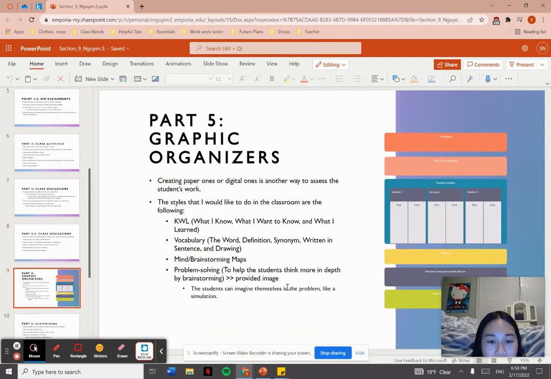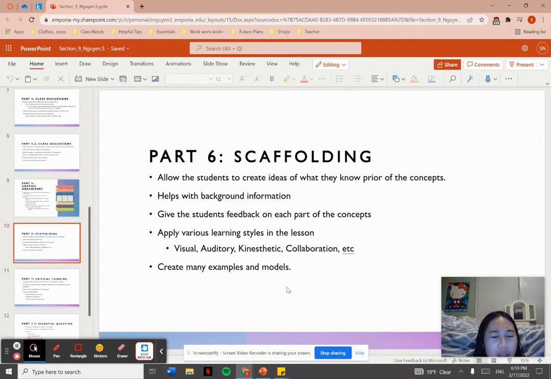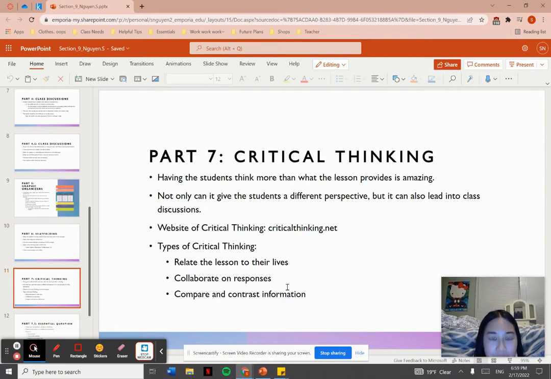And graphic organizers are another way besides class discussions. Graphic organizers are another way to learn with critical thinking, just because students can think a bit more in depth about a concept or idea. And then I thought scaffolding was also important. And then, like I mentioned, critical thinking.